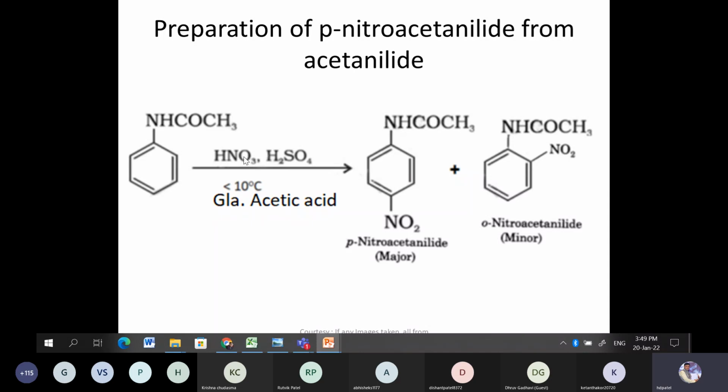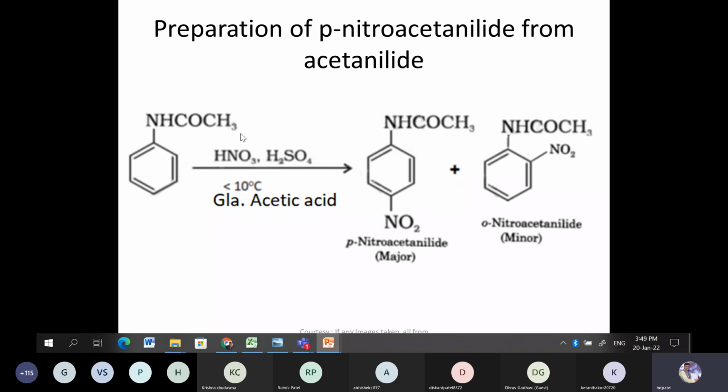The reason is, HNO3 acts as a nitrating agent, meaning it acts as a reactant for this reaction, and sulfuric acid acts as a catalyst for the generation of NO2+. Once we have this NO2+, only then will it enter the pi electron cloud of acetanilide. But the characteristic of this group plays an important role.